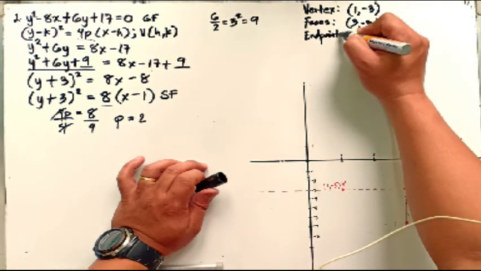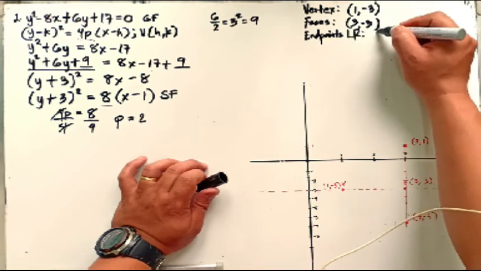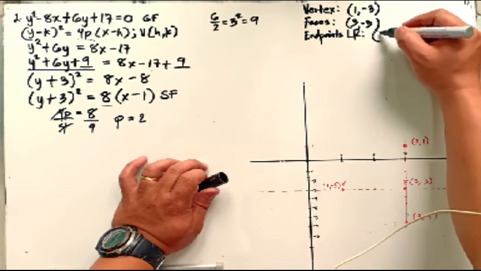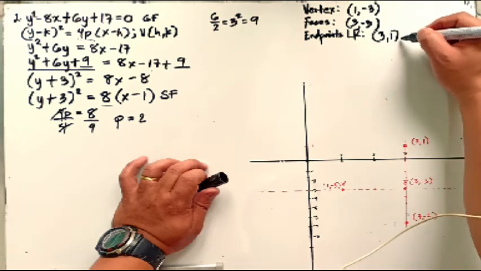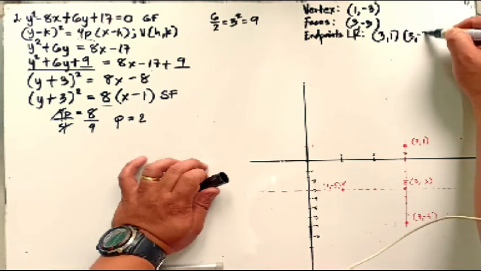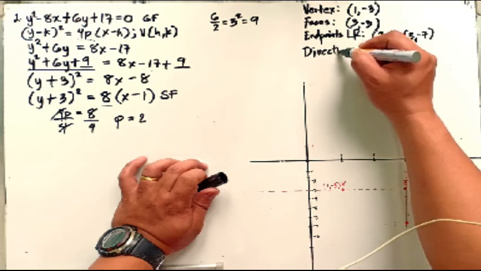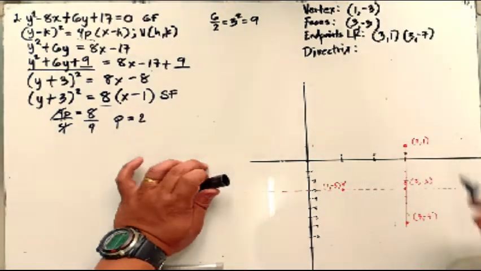Endpoints of the latus rectum. We have (3, 1) and (3, -7). Now let's try to get the equation of the directrix of the parabola.